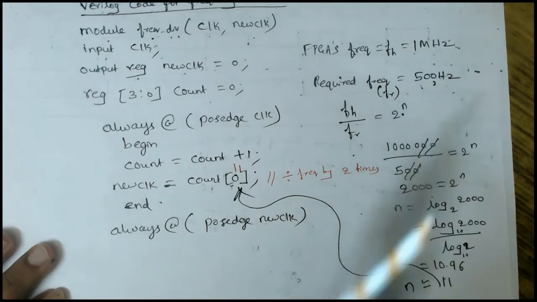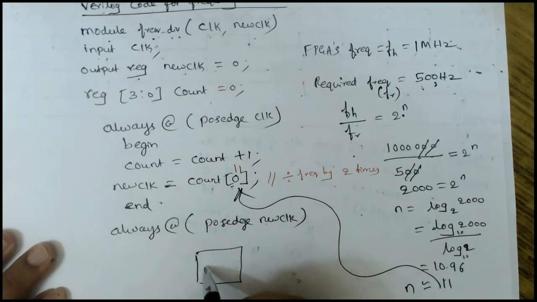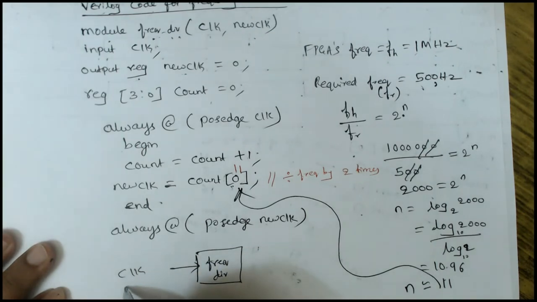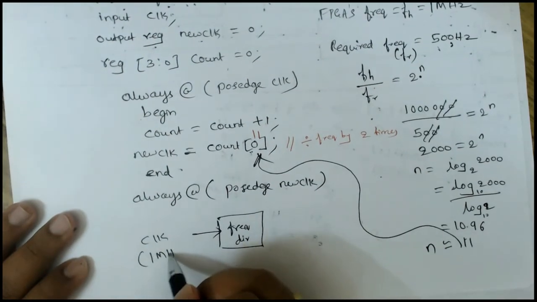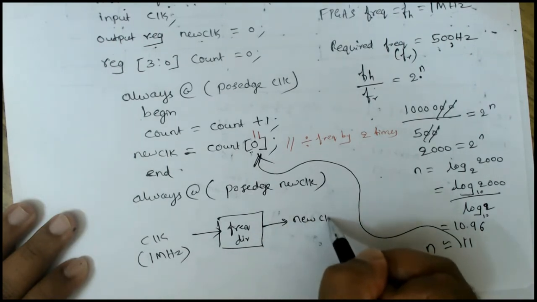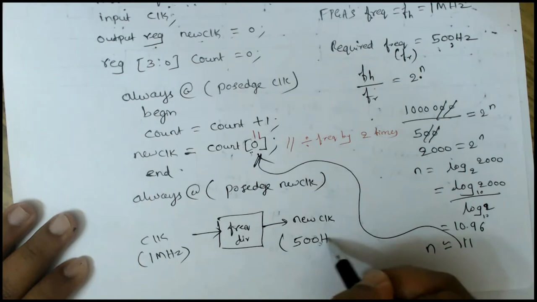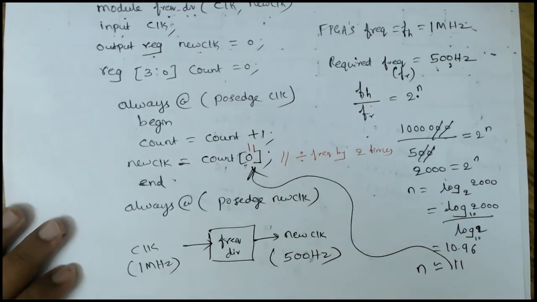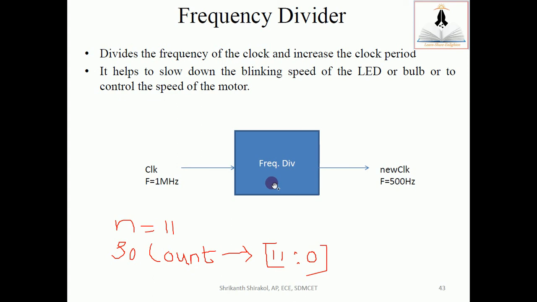By doing this, approximately you are dividing the frequency to 500 hertz, where the input frequency is 1 megahertz. It's as good as designing a frequency divider circuit where your input clock is 1 megahertz and your output new clock is 500 hertz. And you can further use this clock. Like this, you can divide to any frequency that is required. So we could design the frequency division circuit for dividing the clock of frequency 1 megahertz to the new clock of 500 hertz. Therein, we decided that N equal to 11 will suffice the requirement.